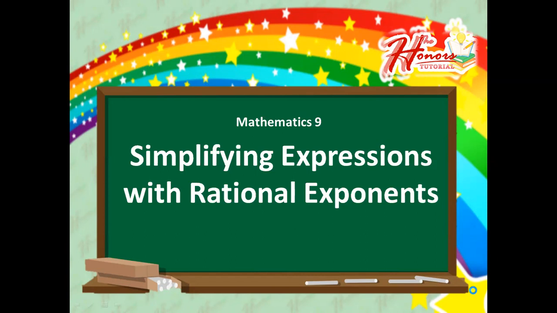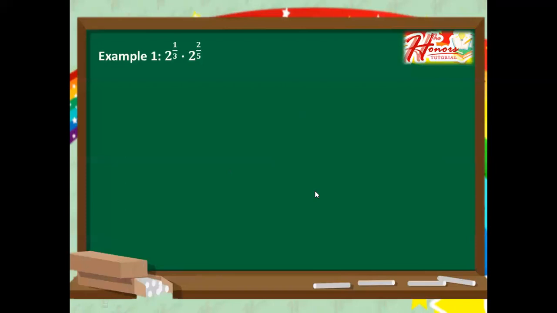Our topic for today is about simplifying expressions with rational exponents. This is under Mathematics 9. So for example, number 1, we have here 2 raised to 1 third times 2 raised to 2 over 5. And this is what you are going to do.